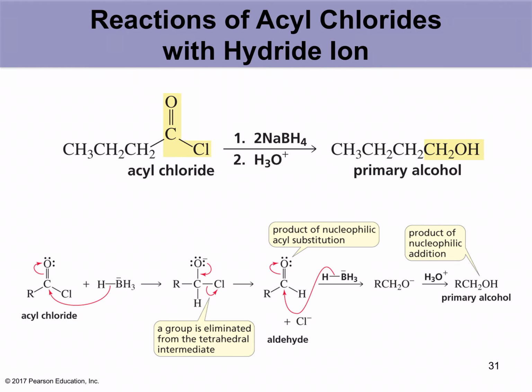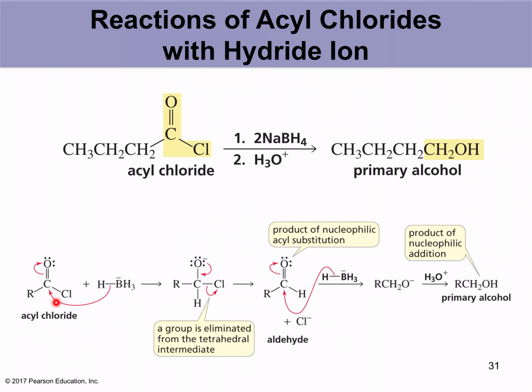And similarly, acyl chlorides also react with hydride ions. So this is an acyl chloride. This group is called acyl chloride. With sodium borohydride, it in fact reacts two times, because now we have a good leaving group over here. So you can see this would become a primary alcohol. It first leaves this. Okay, let's look at the mechanism.